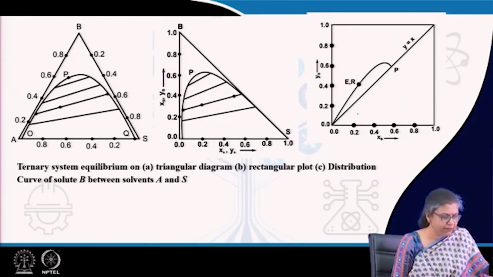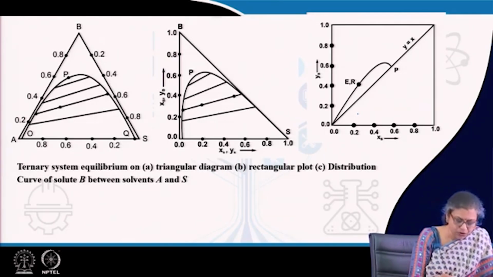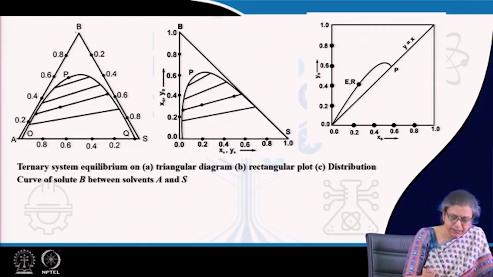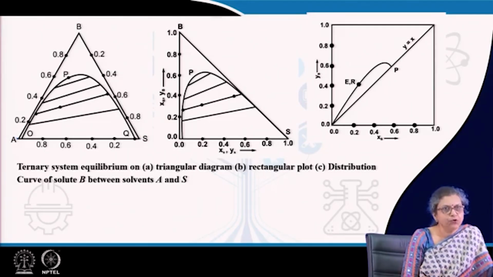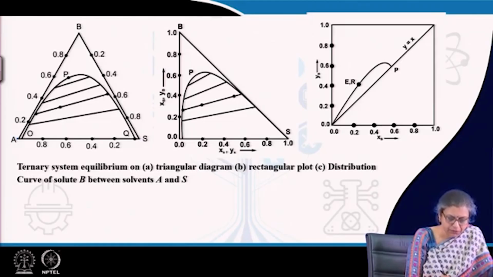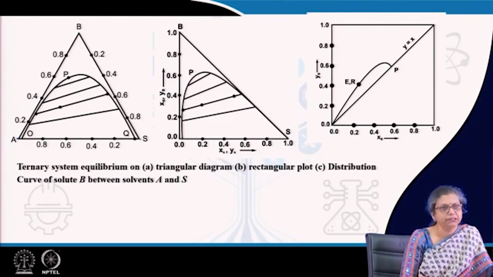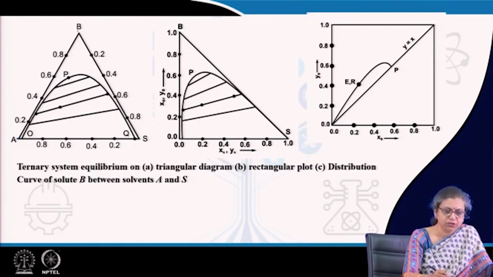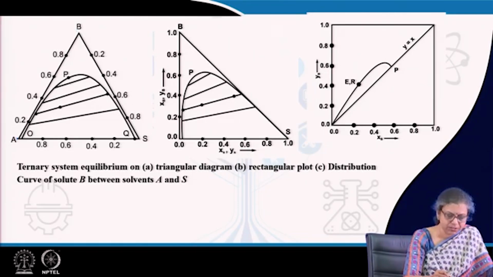Very briefly, this ternary plot is represented in an equilateral triangle, where all the apices refer to the pure component. So this refers to 100% A, 100% B. A, B was the original solution to which we had given S. And the arm AB of the equilateral triangle corresponds to the composition of the solution AB, which was our original feed solution.